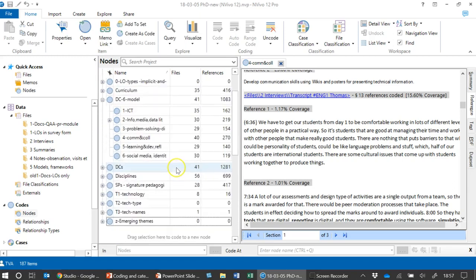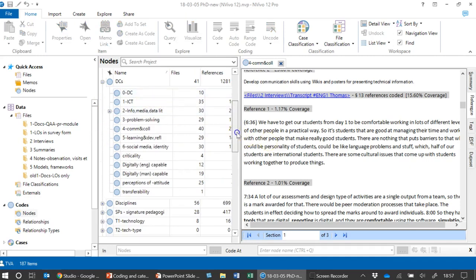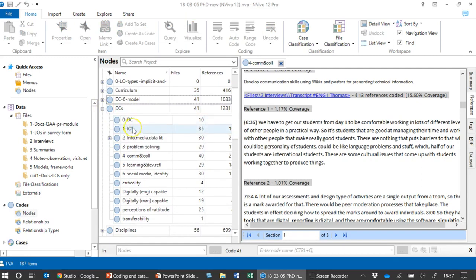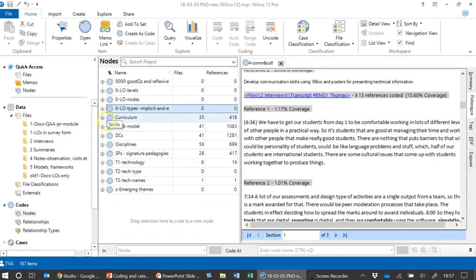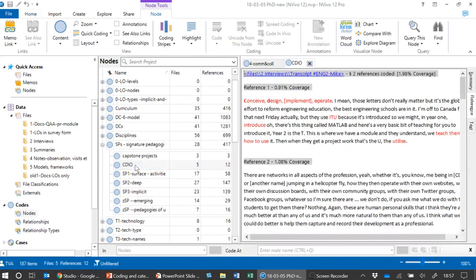So these emerging themes is obviously inductive coding, but for instance in the deductive coding, when I started off with a finite framework, I also then ended up finding that there were, within either my model or in signature pedagogies, CDIO, or conceive, design, implement and operate, came up as a signature pedagogy of engineering, and because it came up quite a lot of times, I then created a note for it. So here you can see that although this started off as a deductive structure, I also then amended it and created a note for it.